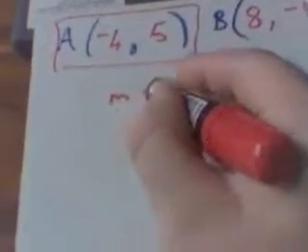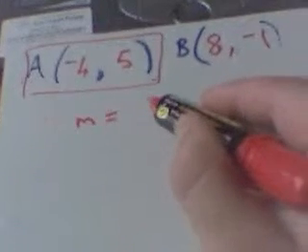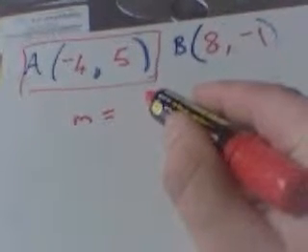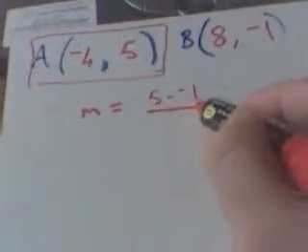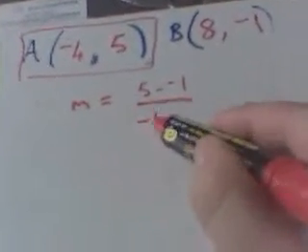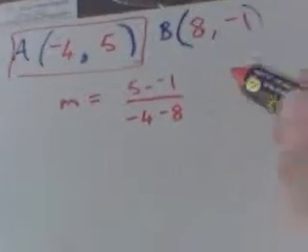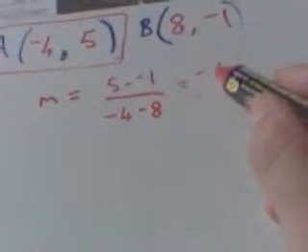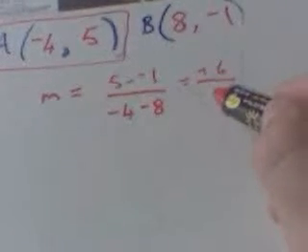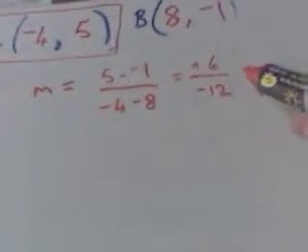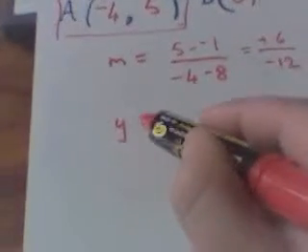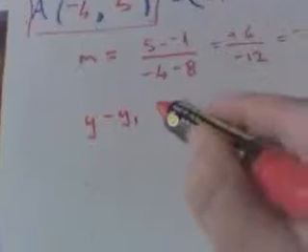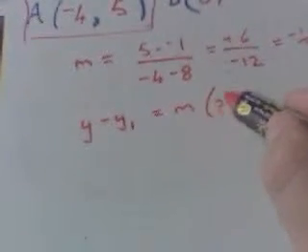So using this approach, we've got m is 5 take minus 1 over minus 4 take 8, which is positive 6 over negative 12, which gives me a gradient of negative a half. So substitute into y minus y1 equals m lots of x minus x1.